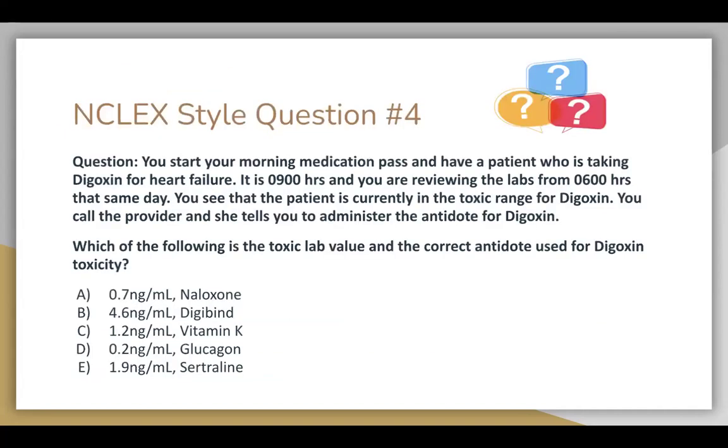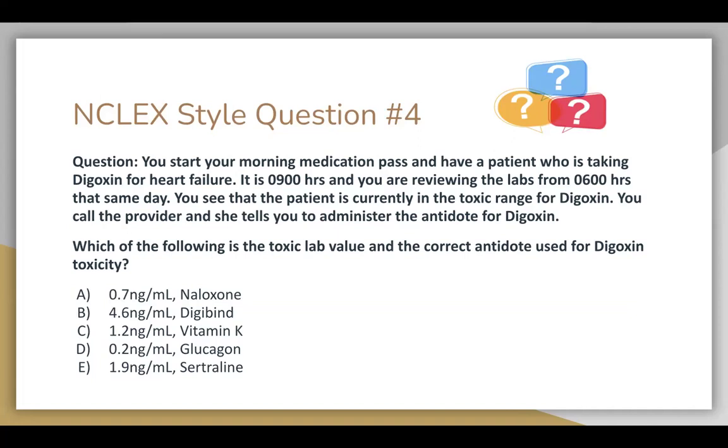All right, NCLEX style question number 4. You start your morning medication pass and have a patient who is taking digoxin for heart failure. It is 0900 hours and you're reviewing the labs from 0600 hours that same day. You see that the patient is currently in the toxic range for digoxin. You call the provider and she tells you to administer the antidote for digoxin. Which of the following is the toxic lab value and the correct antidote used for digoxin toxicity?